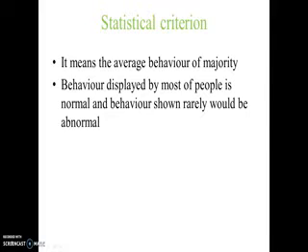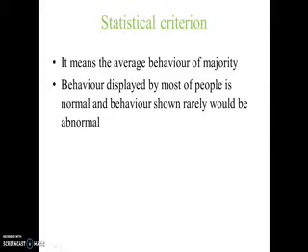Now, you should know what is meant by average. Average is what most of the people do in any society. So whatever behavior is shown by most of the people in any society would be termed as normal behavior. Behavior displayed by most of the people is normal, and behavior shown rarely would be abnormal. So the behavior which is shown very rarely in any society would be termed as abnormal behavior according to statistical criterion.